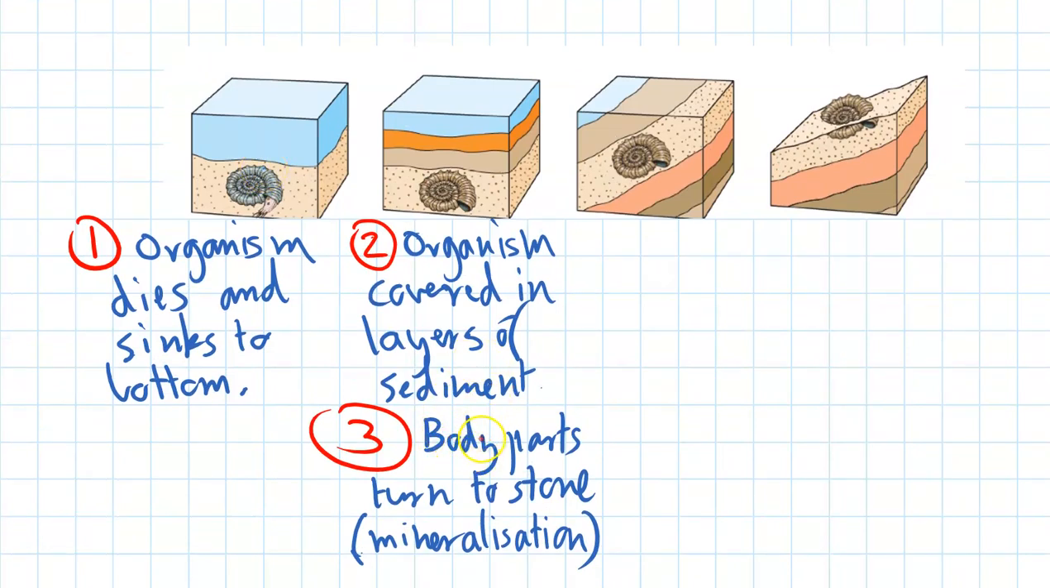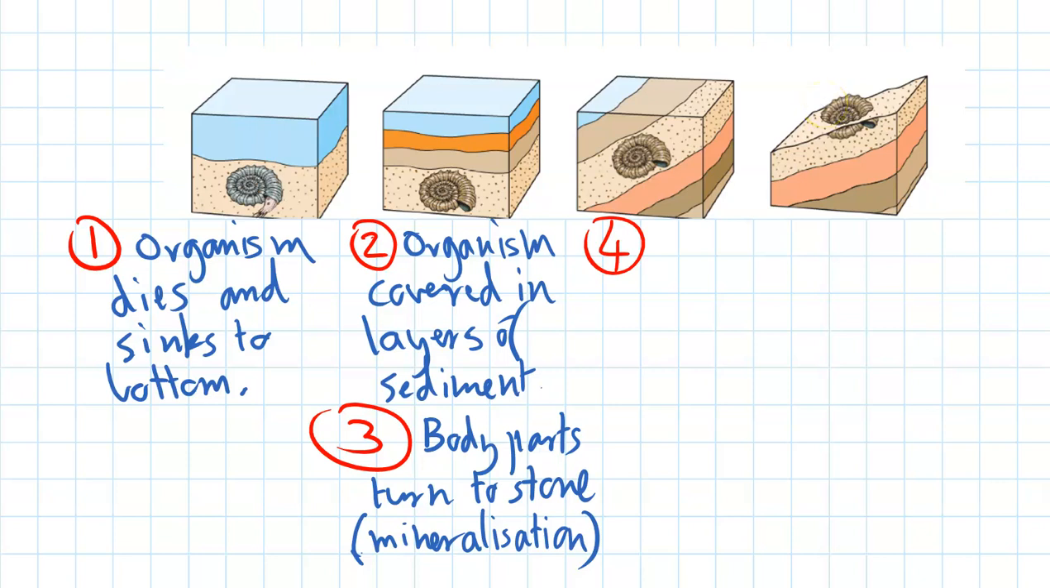Okay, so once the body parts have turned to stone and they're covered in lots of rock layers of sediment, well, by now that sediment has turned to rock, and we've made our fossil. But the final part of the story is, how do we actually find the fossil? Because at the moment it's buried deep underground. So the only way to find fossils for most people, unless we have really expensive drilling equipment, is for that fossil to be exposed up at the ground level again, and then we can come along and find it.